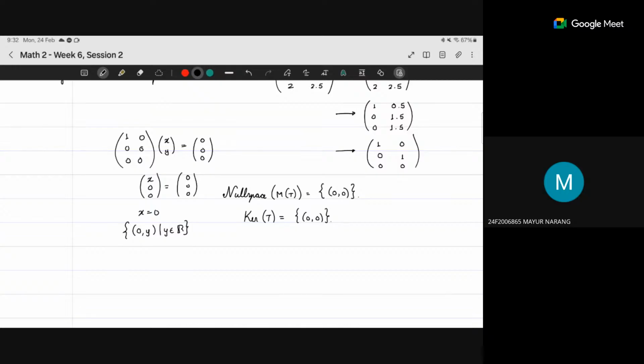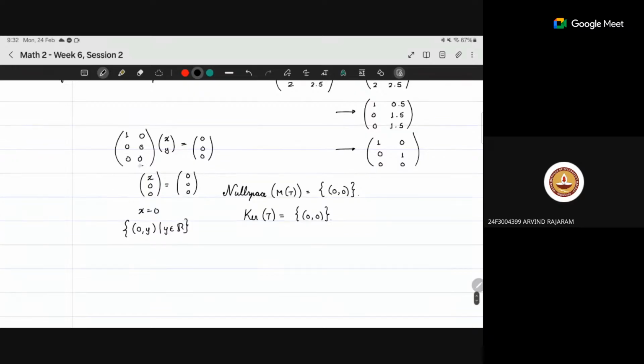More generally, whatever independent variable you have, you just keep it as whatever. In this case, the second variable is independent. Express the first one as a function of the independent variable. Here, the first is forced to be 0, and the second variable is the independent variable. So that is why you have 0 comma 1. You can take y equal to t and say 0 comma t, like we have learned.